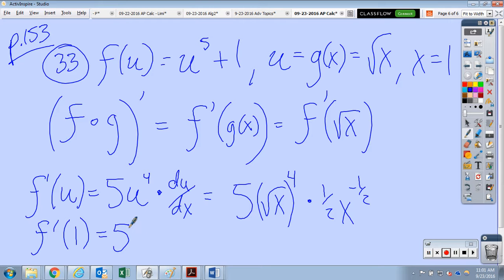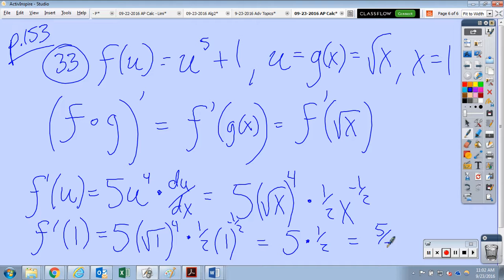We have 5 square root of 1 to the fourth times 1/2 times 1 to the negative 1/2, which would be equal to, of course, 1 to the fourth is 1, so you have 5 times, and 1 to the negative 1/2 is the same thing as 1 over the principal square root of 1, so you have 1 over 1 times 1/2, so 5 times 1/2 is 5/2. Is that what you have, 5/2? No, we got 5.